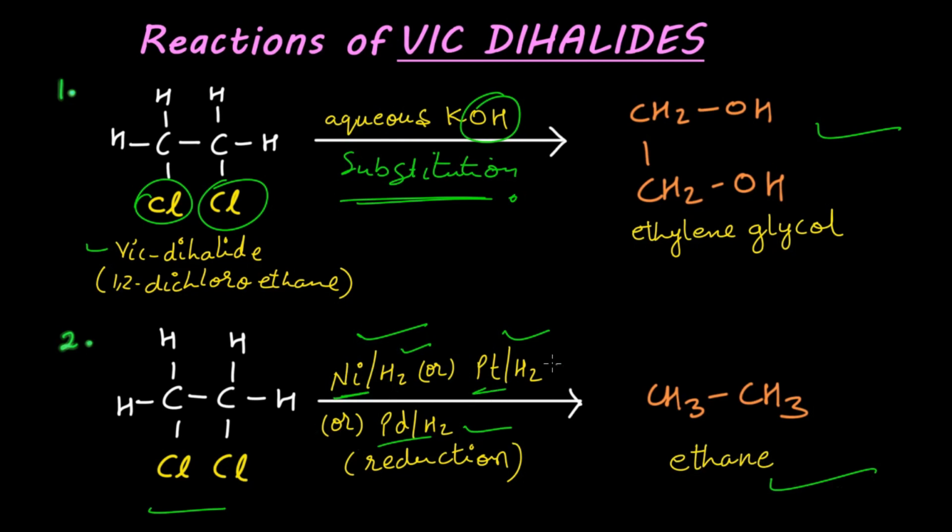Since you are treating it with hydrogen, the other product is going to be HCl. There is a large amount of hydrogen present, and you can fulfill all the valencies with hydrogen. So this is a direct reduction reaction, and you will get ethane. Let's move to the next.